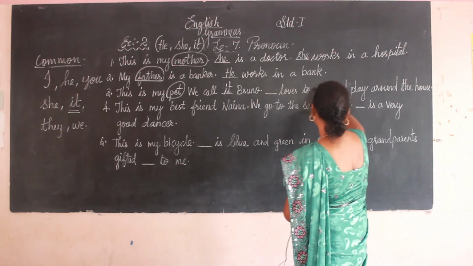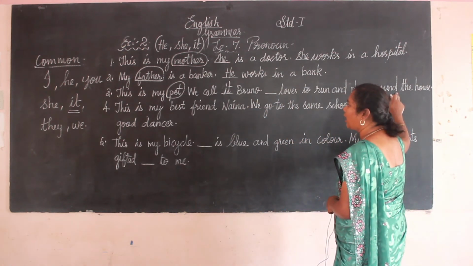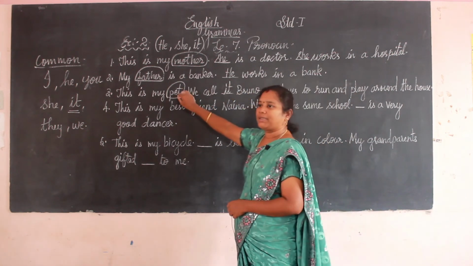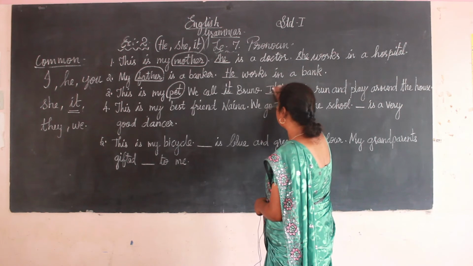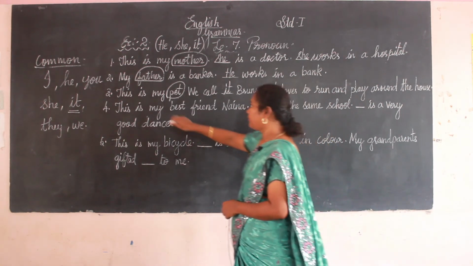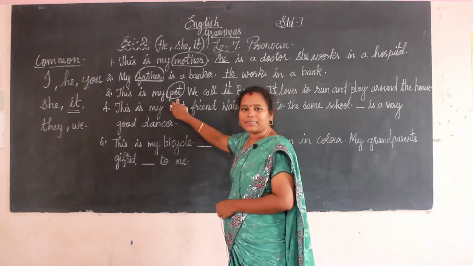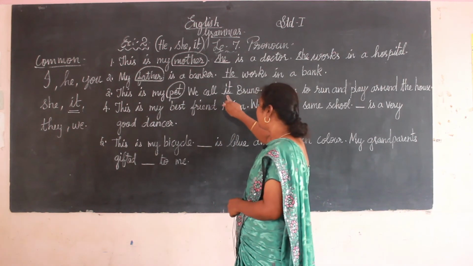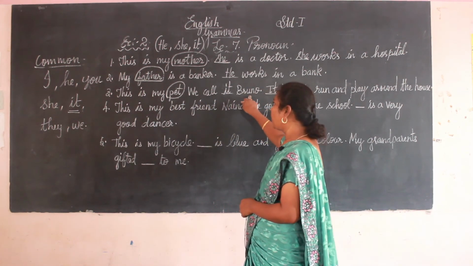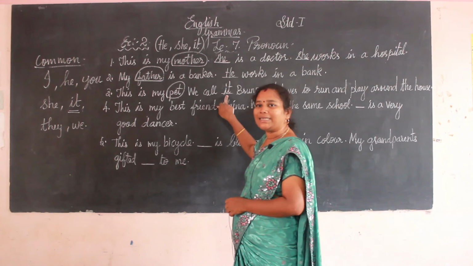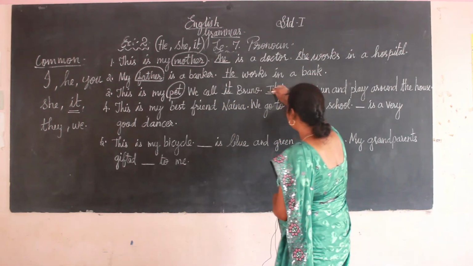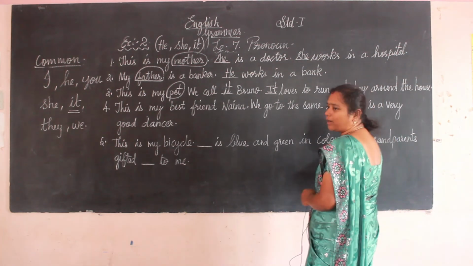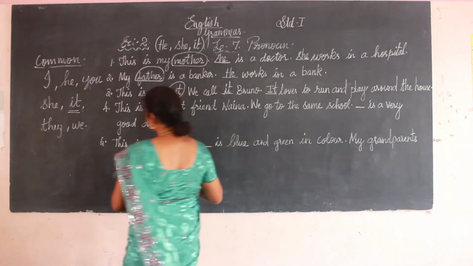Dash loves to run and play around the house. எதை பத்தி சொல்றான்? பெட்டை பத்தி தான் சொல்றான். So what will you write here? It. Okay. So this is my pet. Pet is an animal and we call it. அது எப்படி கூப்பிடுவோம்? It. Bruno. It loves. அதுக்கு என்ன பிடிக்கும்? It loves to run and play around the house.